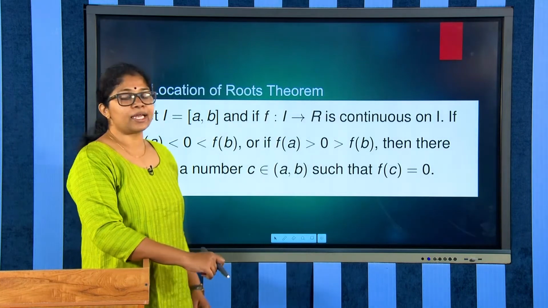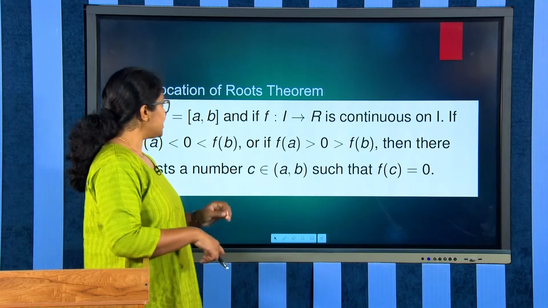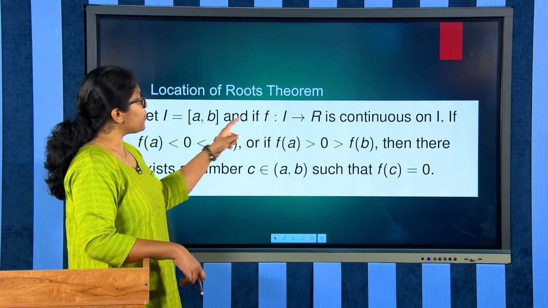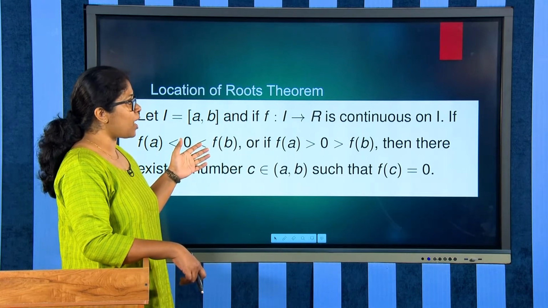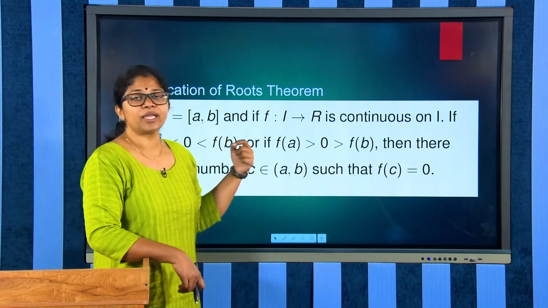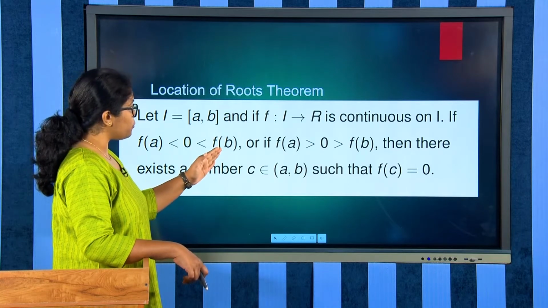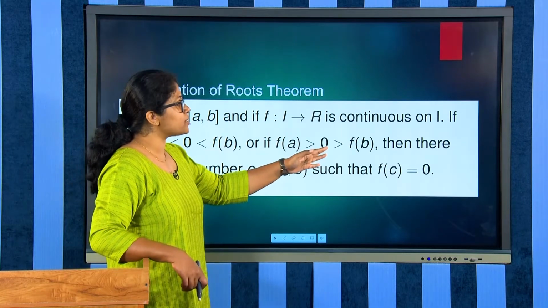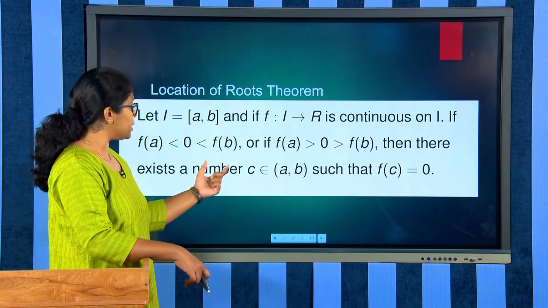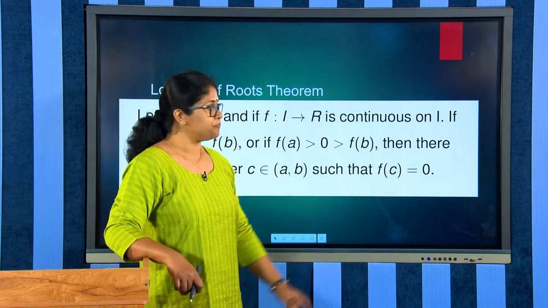The first theorem in this context is the location of roots theorem, which states that if I is a closed bounded interval, and f is a function defined from I to R and is continuous on I, and additionally we are given a condition f of A is less than 0 less than f of B, or f of A is greater than 0 greater than f of B, then there exists a real number C between A and B such that f of C is equal to 0.